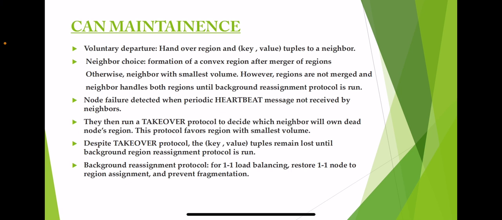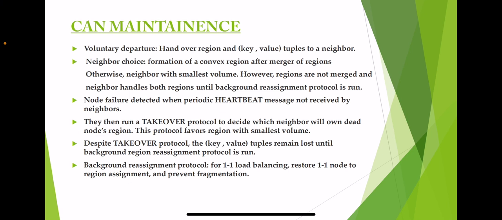CAN maintenance. The first one is voluntary departure. Hand over the region and key-value tuples to a neighbor. Neighbor choice: the neighbor whose merger forms a convex region, otherwise the neighbor with the smallest volume. However, regions are not merged, and neighbors handle both regions until the background reassignment protocol is run.